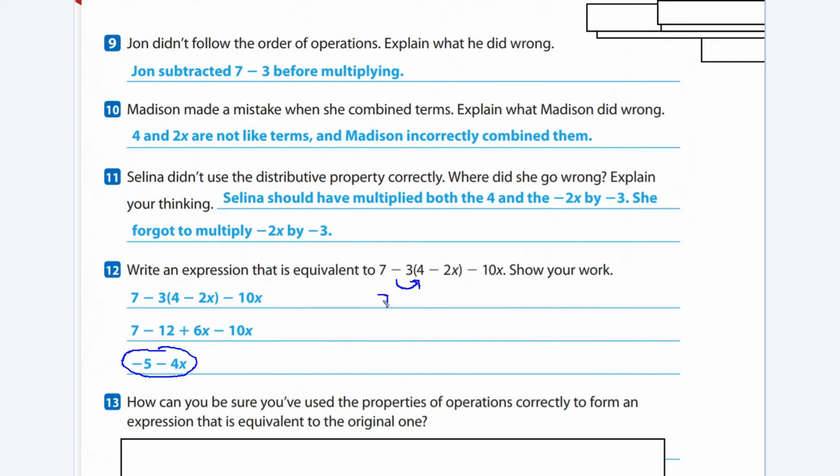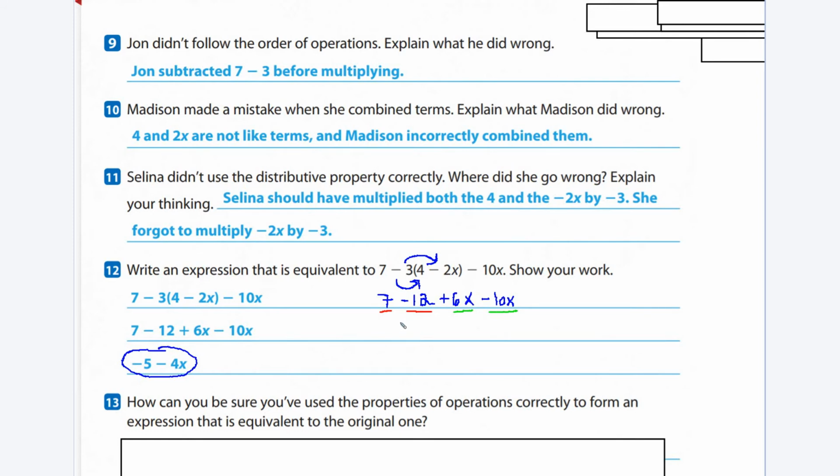Alright, I got the 7. Negative 3 times 4 is negative 12. I'm going to distribute negative 3 times negative 2x, which gives me positive, right? Negative times negative is positive. 3 times 2x is 6x. And then I got minus 10x. Okay, that should be the first step. Now let me see the like terms. 7 and negative 12 are alike. And then you have 6x is like with negative 10x.